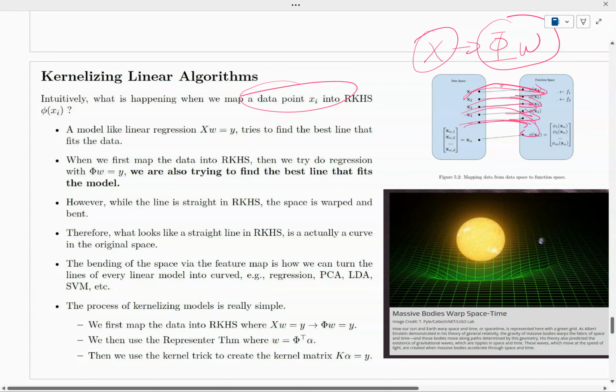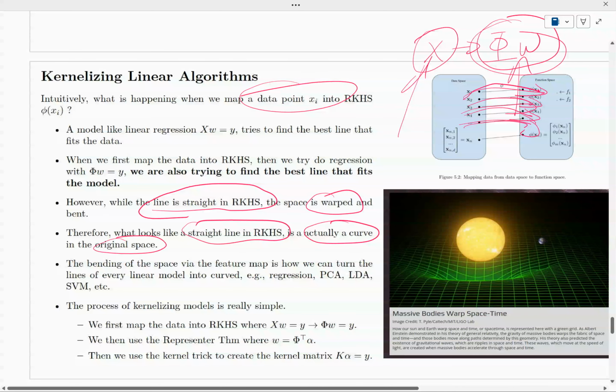So we're going to see this bending of space a lot later on as we move on. Okay. So, like I said, while the line is straight, you're running a linear regression in RKHS. However, the original space is now warped and bent. Therefore, what looks like a straight line in RKHS is actually a curve in the original space. So you're learning how to bend space and time, essentially. The bending of space via feature map is how we can turn lines of various linear models into curved models. When you're running linear regression, you can only get a line. However, because you're bending the space, you're able to get curves now. And when you use a Gaussian kernel, you can basically achieve any curve.